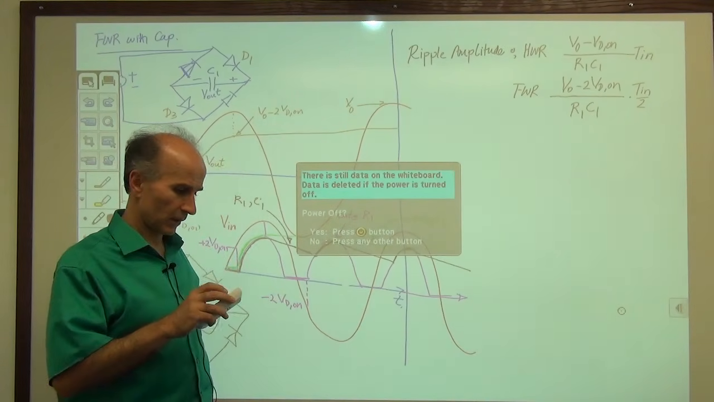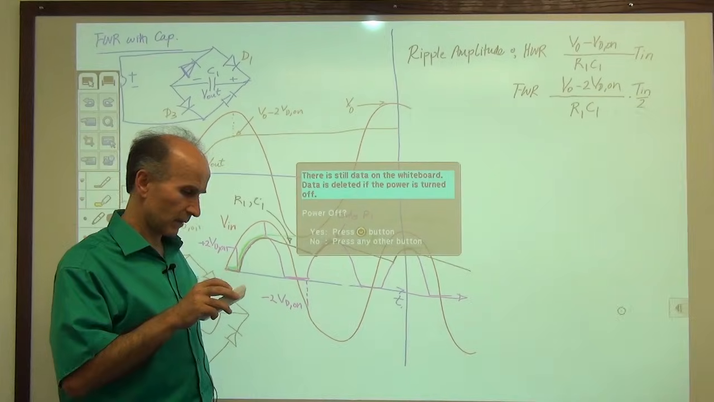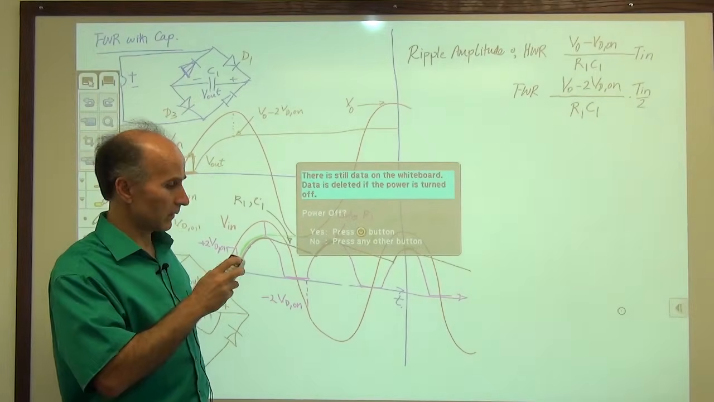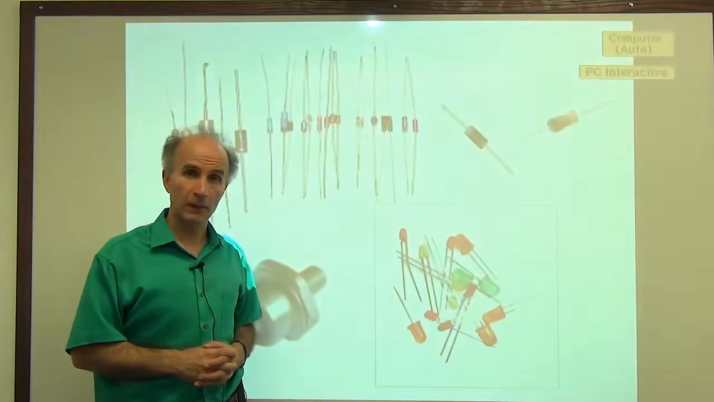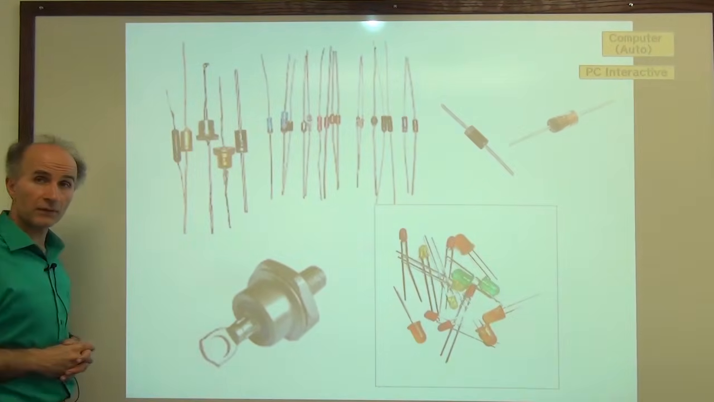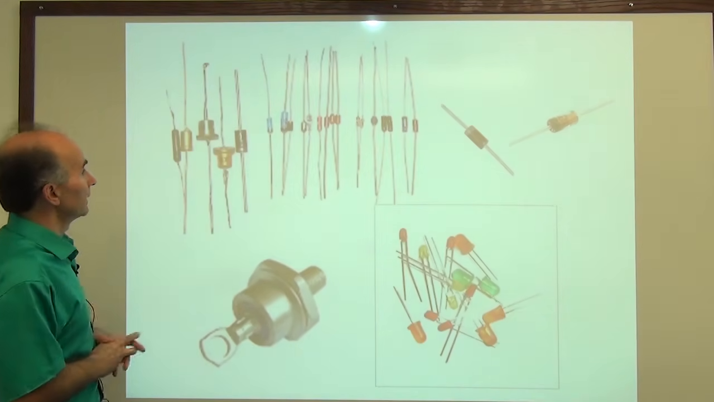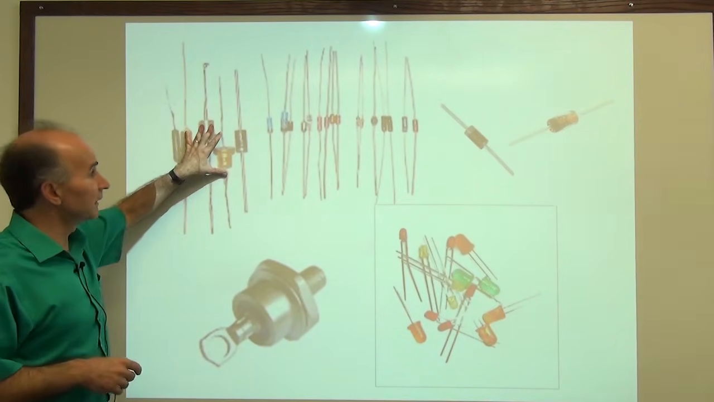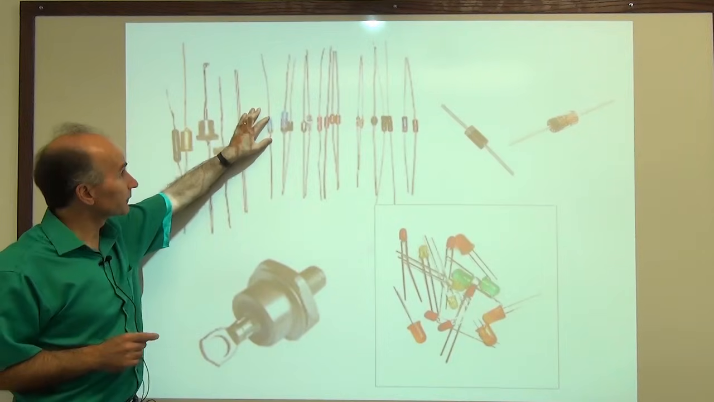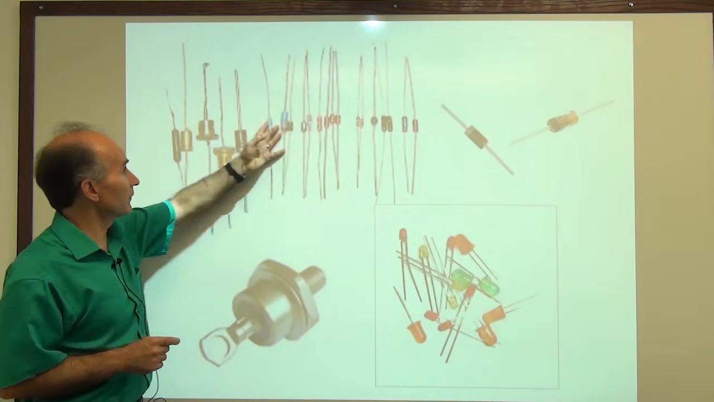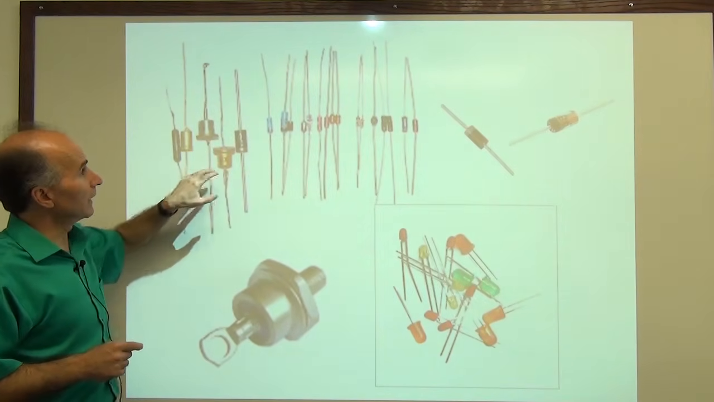So let's see. No, I don't want to do that. I want to go to screen search. So let's see what diodes look like in real life. So here are some pictures of lots of diodes. Just to give you a scale, each of these diodes is approximately 4 or 5 millimeters, and you have a variety of shapes and so forth.